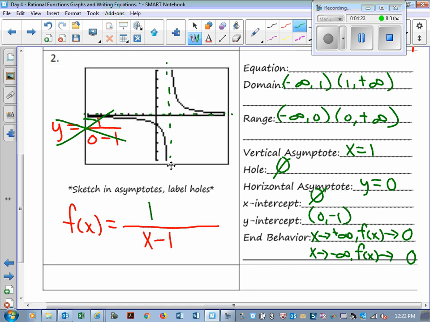For horizontal asymptotes, what do you do if the degree in the numerator is bigger than the degree in the denominator? There's no horizontal asymptote. It would be an oblique asymptote, which you will learn about next year. We are not going there this year. Somebody wanted to say that means there's no asymptote. No, you can't say that. There is an asymptote. It's just not something we're doing in algebra 2. It's a diagonal asymptote.